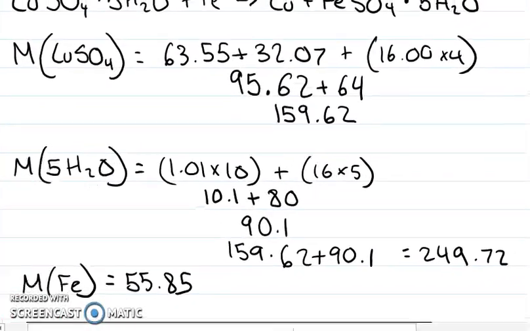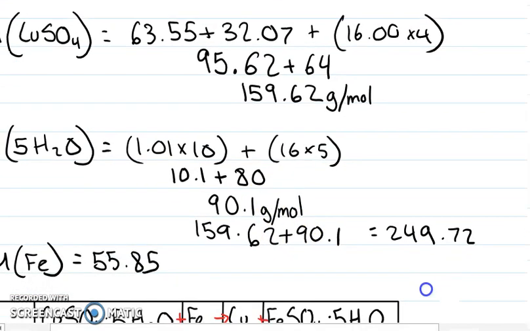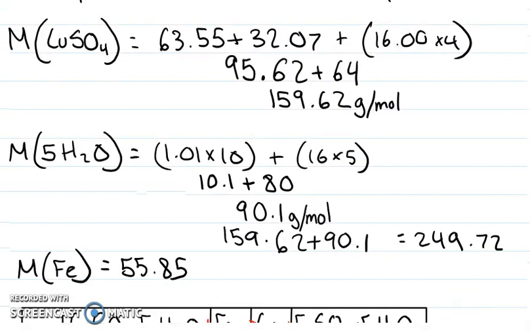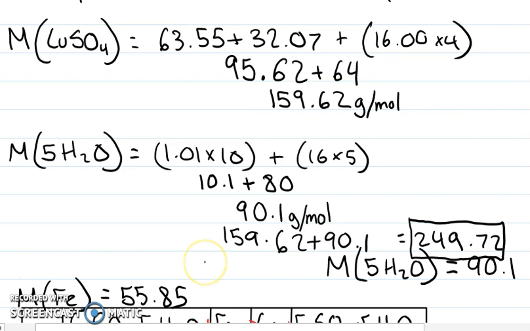Now here we have found the molecular mass for copper sulfate, hydrogen, and iron. So for copper sulfate, it is 159.62 grams per mole. For hydrogen, it's 90.1 grams per mole. And now here we have the two added together because it is copper sulfate pentahydrate. So we must combine the two molecular masses to get a final molecular mass of 249.72 grams per mole.